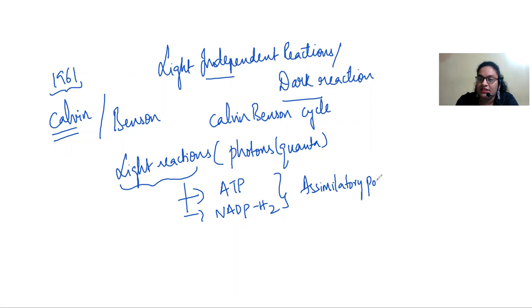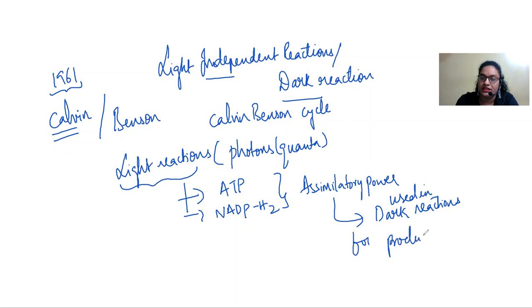They are utilized in the dark reactions for the production of glucose during the photosynthesis process. This is going to be the dark reactions.